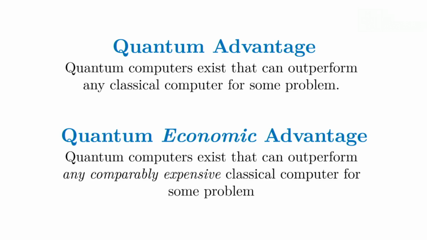And here by quantum economic advantage, we mean quantum computers exist that can outperform any comparably expensive classical computer for the same problem, right? Because this is really what you care about. I'm either renting machines or I'm buying machines. Would I rather buy a quantum computer and use that to do the stuff I'm doing? Or would I rather have the classical computer do this? And this is going to open up our sense of, well, when does quantum actually have an advantage?